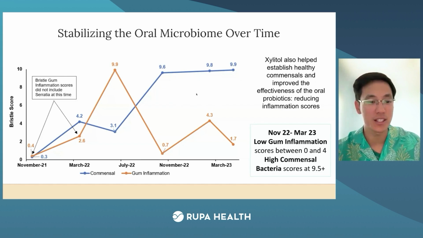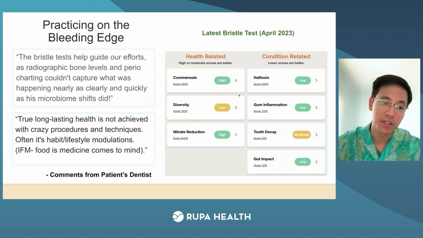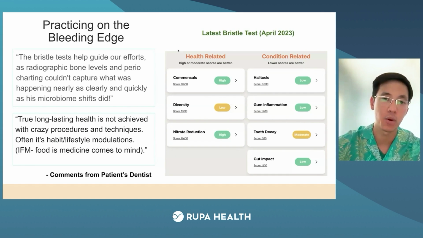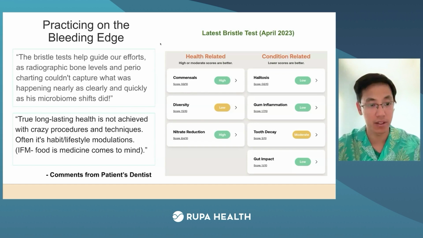And he only knew this because he took a Bristle test, a comprehensive shotgun metagenomic test. And this is a testimonial from his dentist that the test really helped to guide all that effort. And he couldn't have done that without the test. And this is what we try to achieve for almost every patient, to try to resolve some of their unresolved issues using the oral microbiome test.